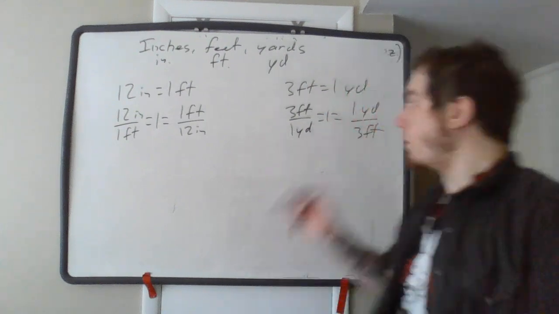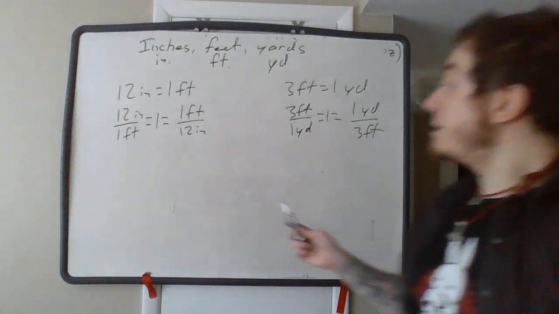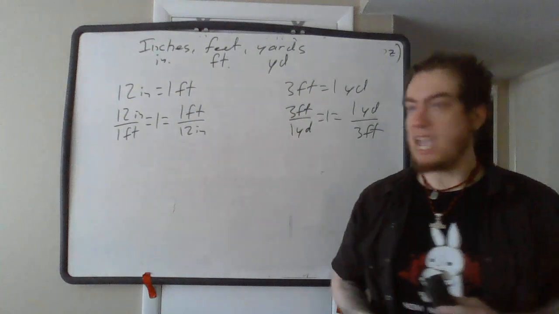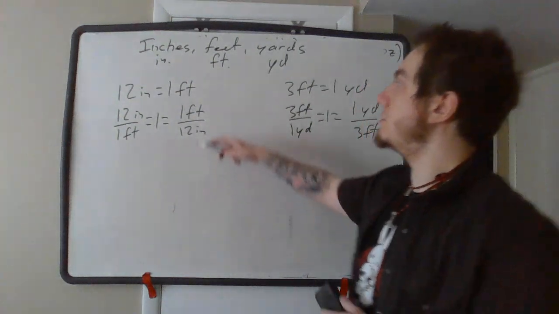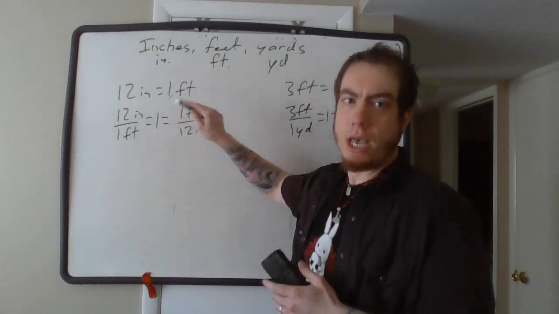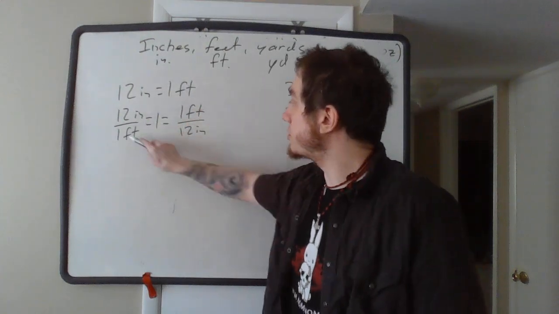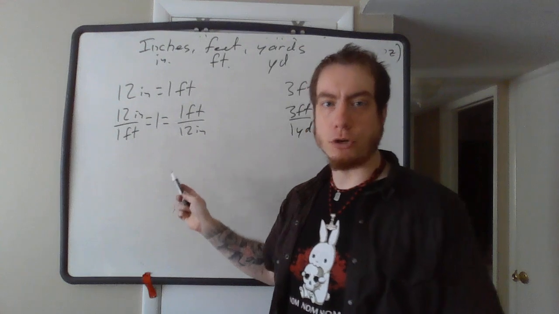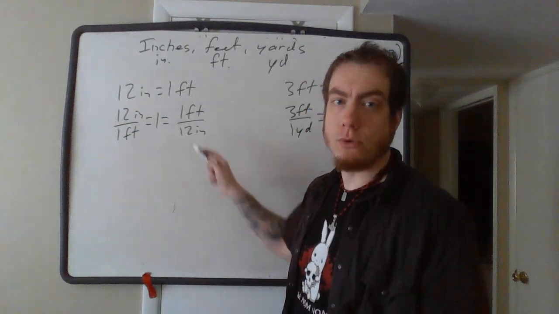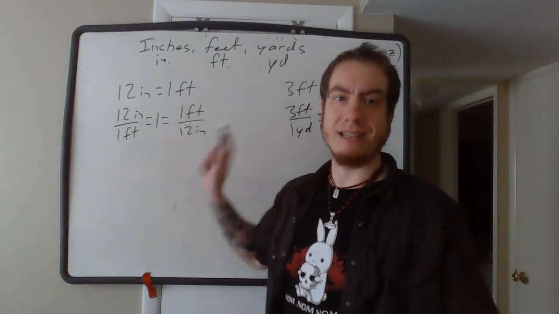Sorry about that. So I should mention for a moment here that I want you guys to be able to figure out these conversion ratios if you have an equation like this. So if I tell you 12 inches is equal to 1 foot, you should be able to write down these kinds of conversion ratios. What are the ratios that are equal to 1 in this instance?